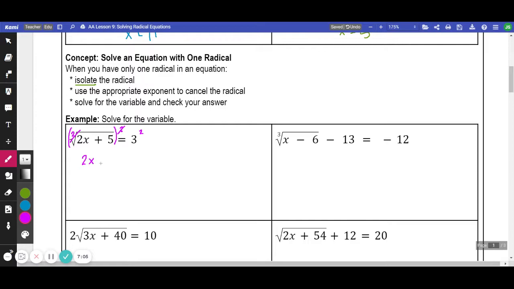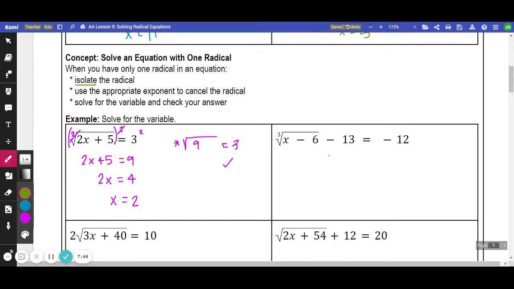I have 2x plus 5 is equal to 3 squared, which is 9. So I'm going to subtract 5 from both sides. 2x equals 4. I subtract 5 and subtract 5, and then divide both sides by 2. So we get x equals 2. And again, we have to check. If I put 2 in for the x, 2 times 2 is 4, plus 5 is 9. Does the square root of 9 equal 3? Yep, we're good.